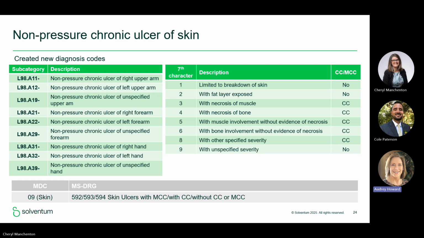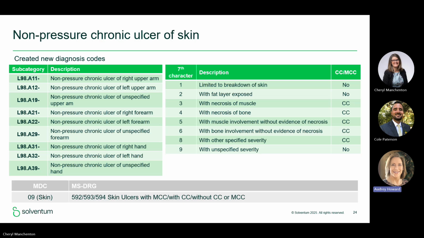But wait, there's more of these new codes. You'll see on the next slide an additional 72 codes that specify sites and depth of ulcer as well. It's necessary to note that just because these codes were created to identify xylazine-associated ulcers, if a patient is diagnosed with a non-pressure chronic ulcer of the skin of any of these sites, the code will be assigned. All of the new codes are now available to pick up the anatomical site involved.